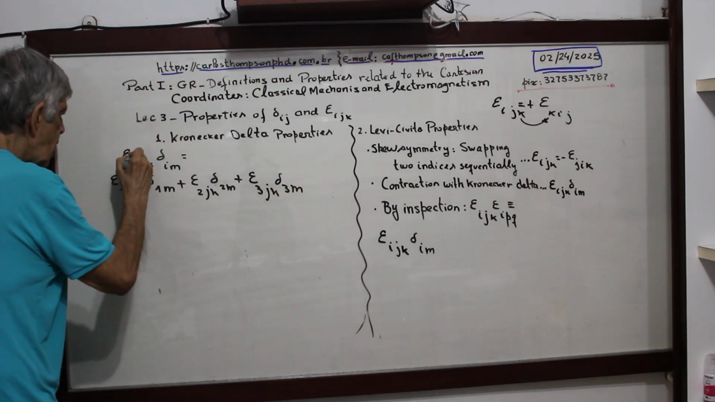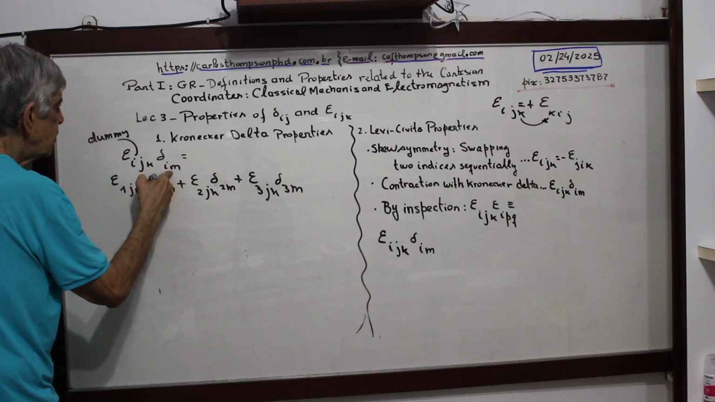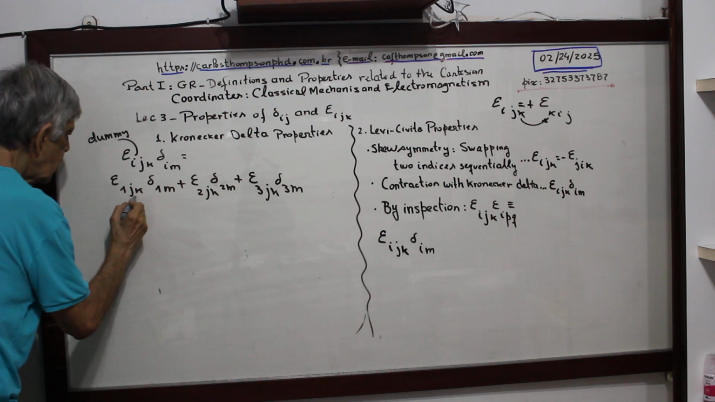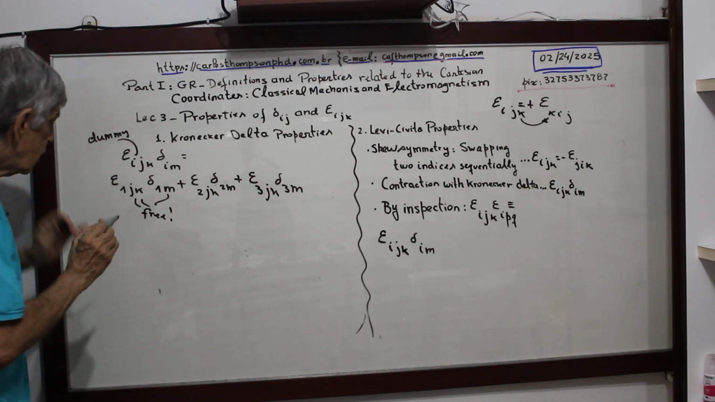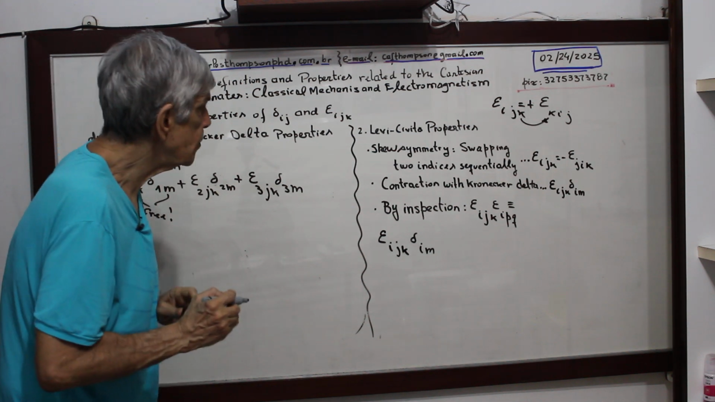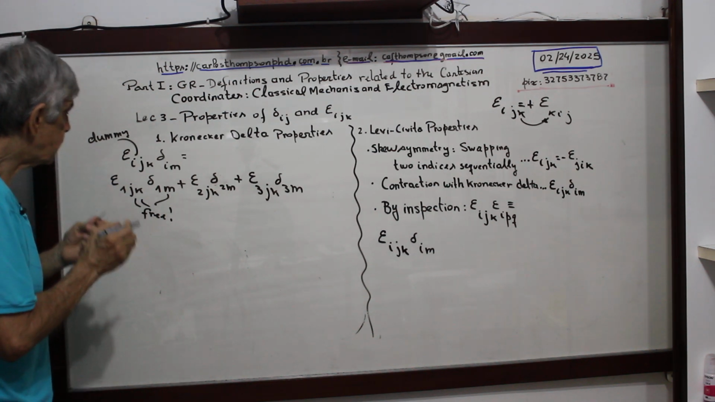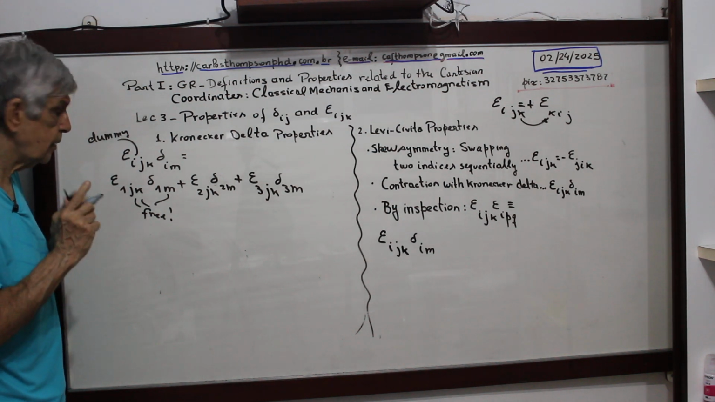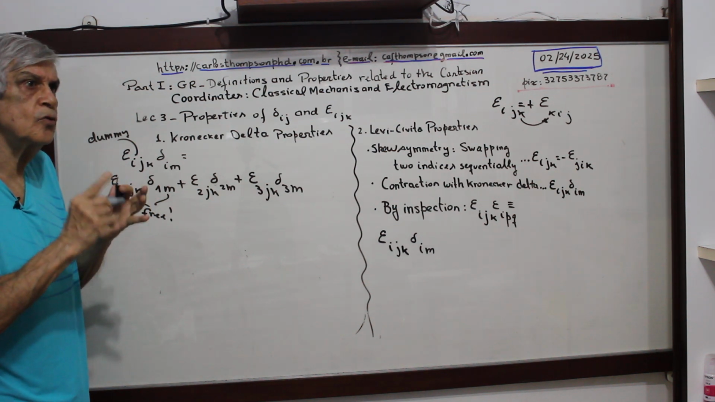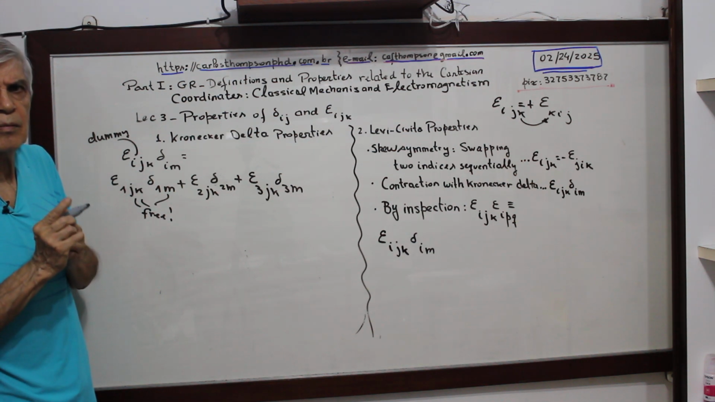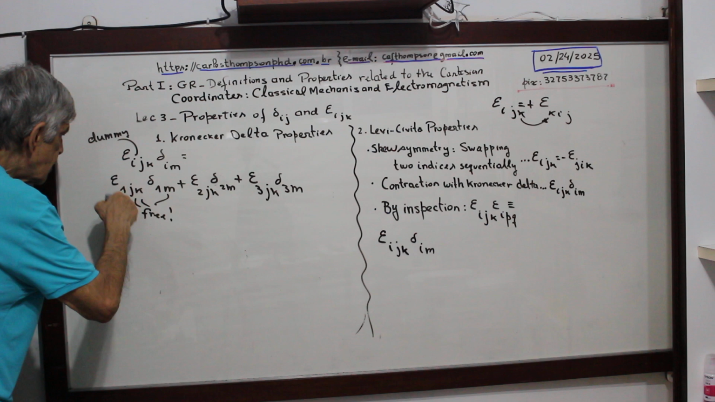You see? i is dummy, jkm free. See, that's important. I'll put here jkm free. Now, look, let's use the definition. I know that epsilon 1,2,3 is 1. Epsilon 1,1,2 is 0. Epsilon 2,2,3 is 0 because I have a repeated index.